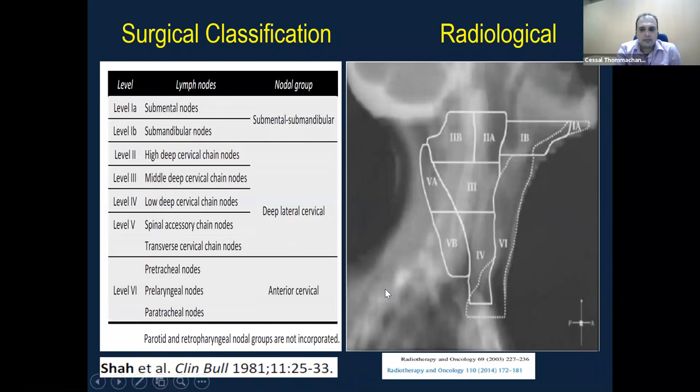Then there are the mid deep cervical nodes, that's level 3, and you have the lower deep cervical nodes. They are level 2, level 3, and level 4 nodes. You have the level 5 nodes, called the posterior cervical lymph nodes. And you have level 6, the anterior jugular, prelaryngeal, pretracheal, and paratracheal lymph nodes. So these are the level 6 lymph nodes.